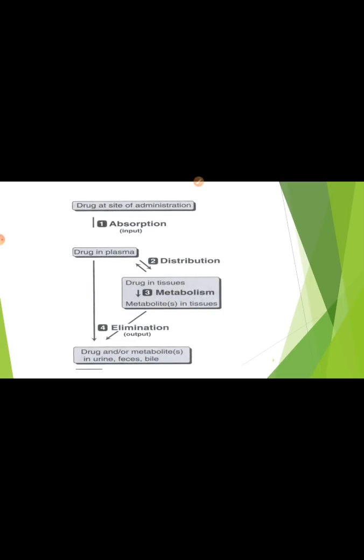Now, there are different processes in pharmacokinetics. Now, what are those processes? There are four processes, that is A, D, M, E. A for absorption, D for distribution, M for metabolism and E for elimination. That is A, D, M, E. And today we are going to learn about the first part, that is absorption.